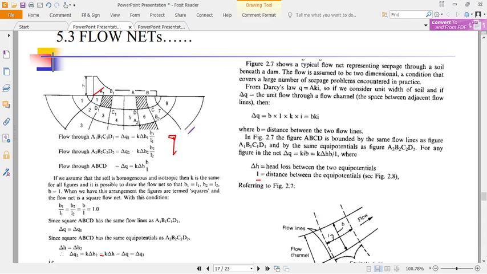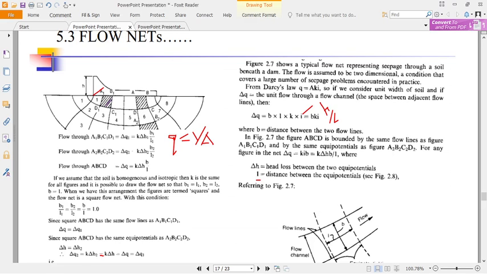Remember that flow Q is equal to V times A. What is V? V is equal to K times i. Now for i, i is equal to H over L. So our H is the change in potential at this point, in this area here.